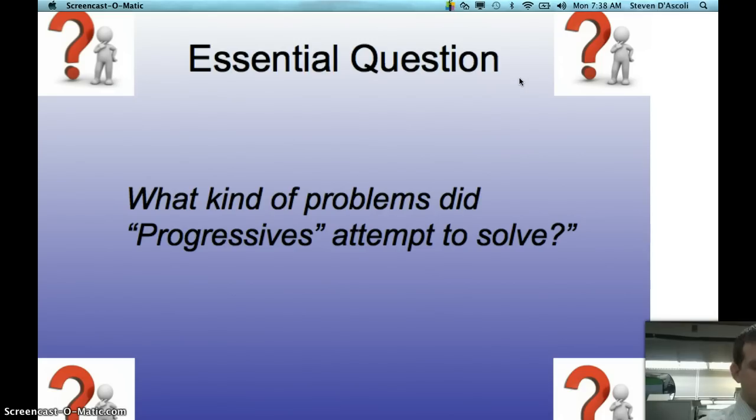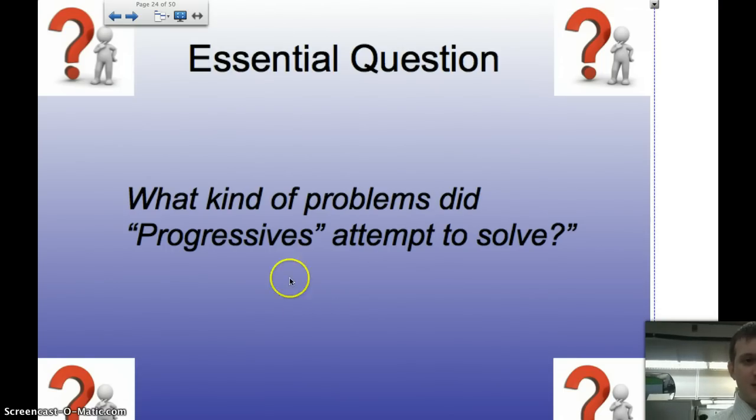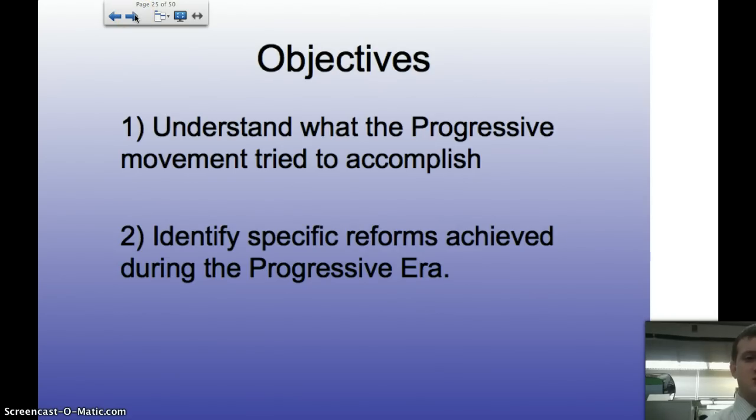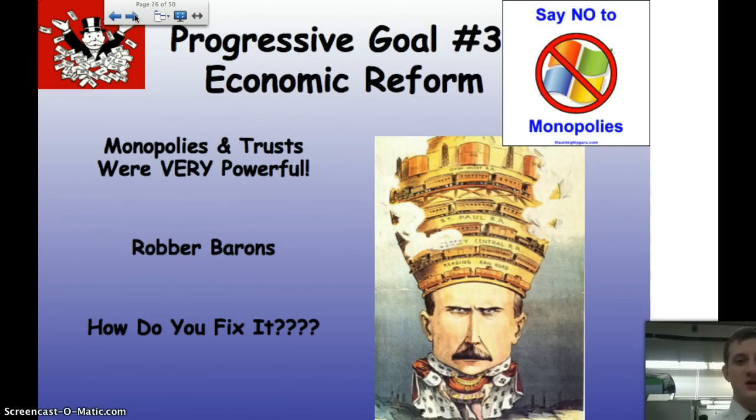I just want to start with a quick review of the essential question for this section. Again, we're trying to answer the question, what kind of problems did progressives attempt to solve? And also keep in mind that we're also trying to understand what the progressive movement tried to accomplish, and we're trying to identify specific reforms achieved during the progressive era.